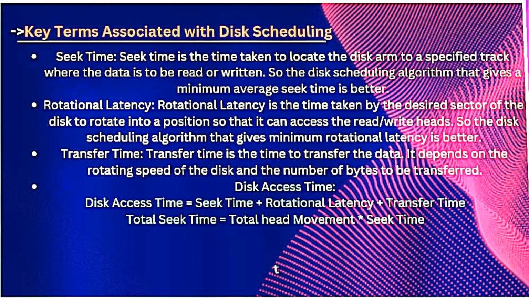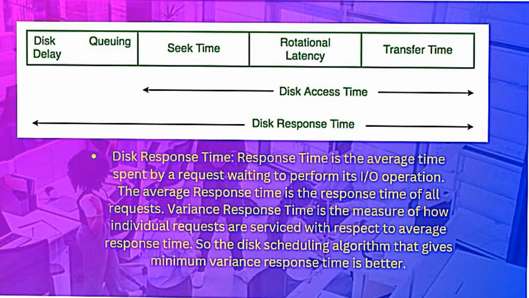Next one is transfer time. Transfer time is the time to transfer the data. It depends on the rotating speed of the disk and the number of bytes to be transferred. Disk access time is equal to seek time plus rotational latency plus transfer time. Total seek time is equal to total head movement times seek time. You can see some diagrams of the key terms.